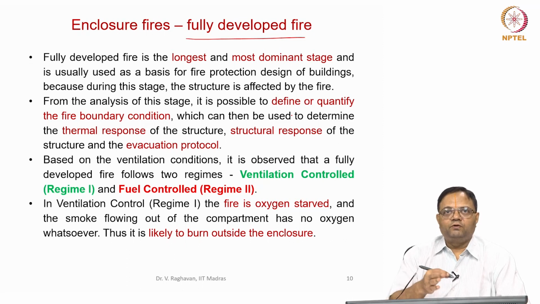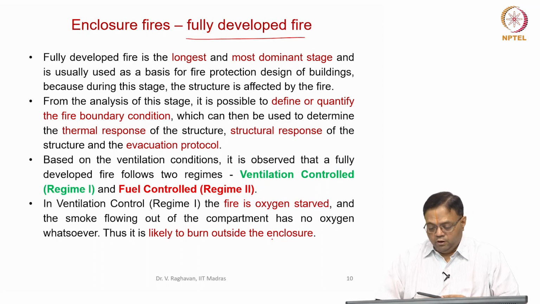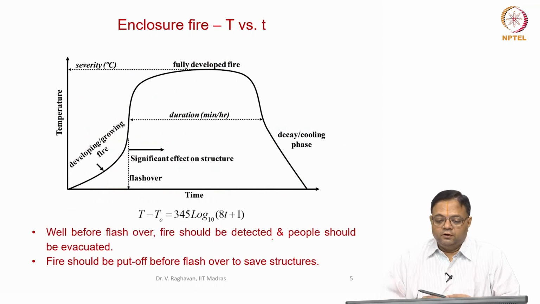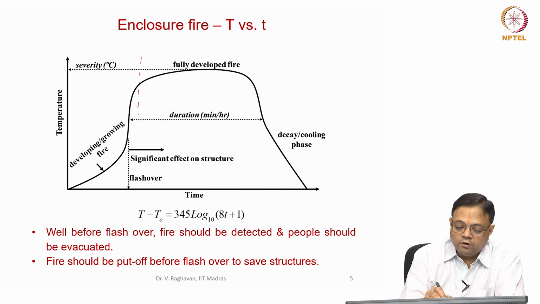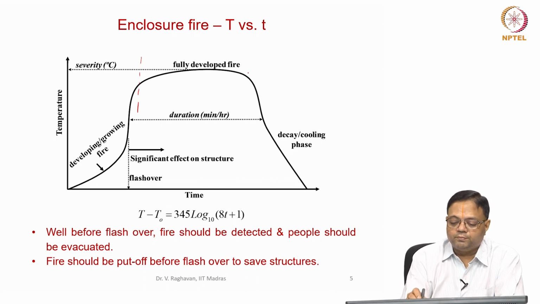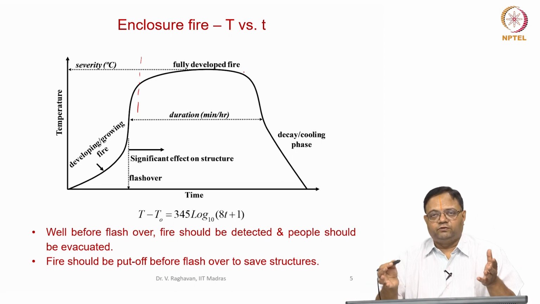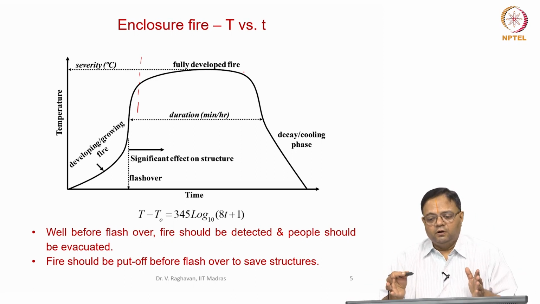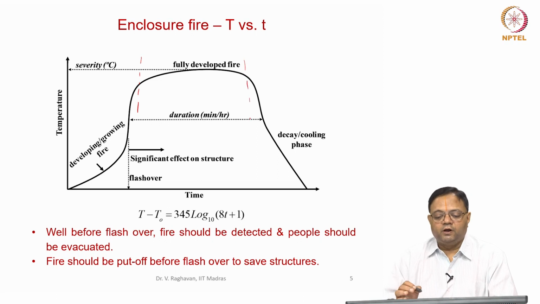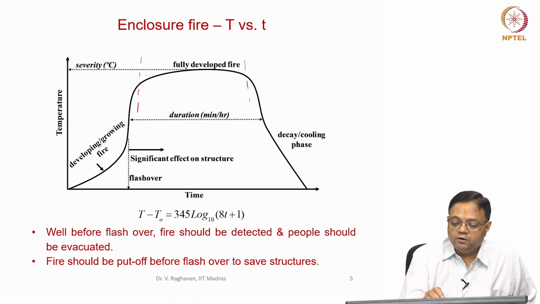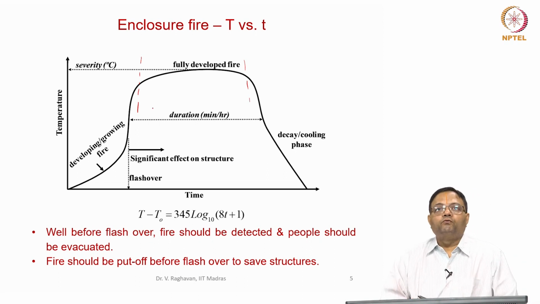So, after the flashover, a rapid increase in the heat release rate and temperature occurs, which leads to a fully developed fire. And this fully developed fire, go back and see this, has almost a constant temperature, because everything is burning at a steady state until 80-90% of the commodities are consumed, then the decay starts. So, this stage is called fully developed fire.